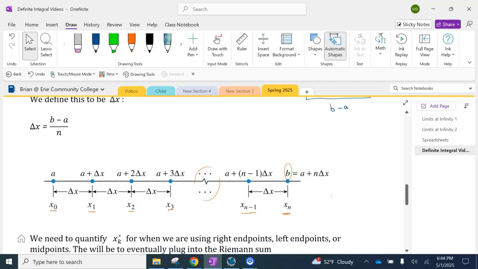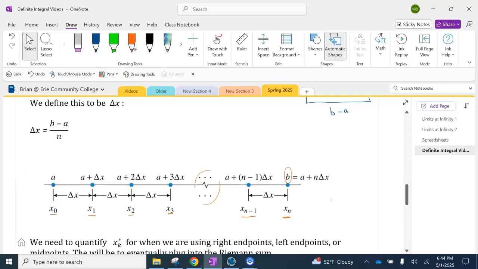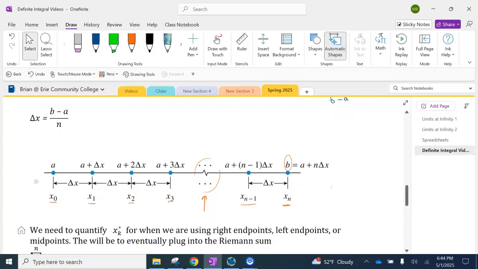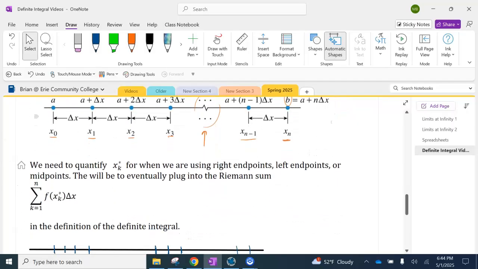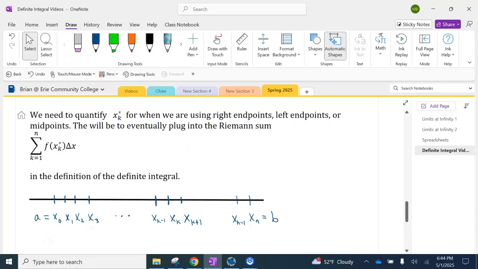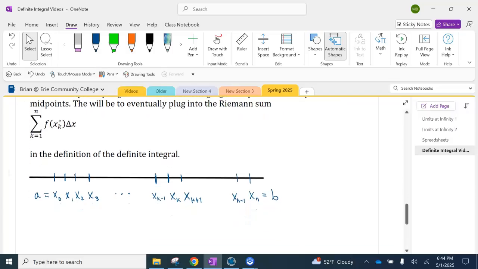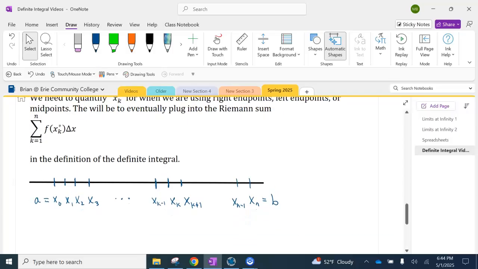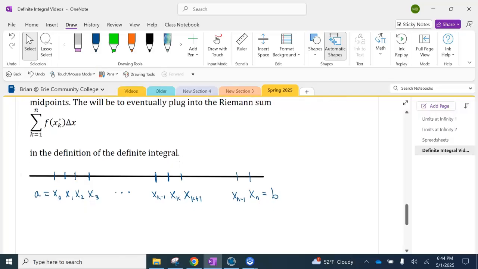All right, we'll get to those numbers on top in just a minute, but how do we quantify that? How do we get a little more specificity for that dot, dot, dot business? And in particular, what is the kth subinterval? We don't see a kth subinterval in that picture right there. So again, we want to quantify that expression x sub k star when we want to use either right endpoints or left endpoints or midpoints, and then we're going to plug that into the Riemann sum in the definition of the definite integral, which is the equivalent to the net signed area between the graph of the function and the interval a to b.